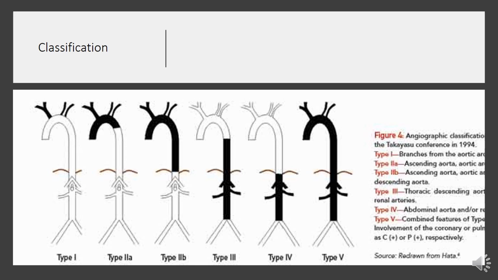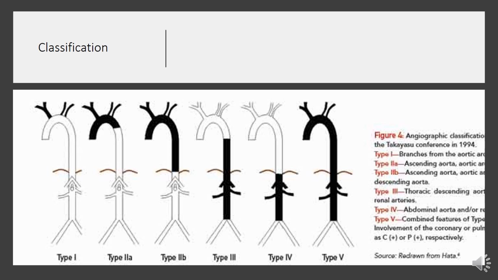Angiographic classification of Takayasu arteritis. Type 1: involvement of only aortic branches. Type 2A: involvement of the ascending aorta, aortic arch and branches. Type 2B: involvement of the ascending aorta, aortic arch, descending aorta and branches.